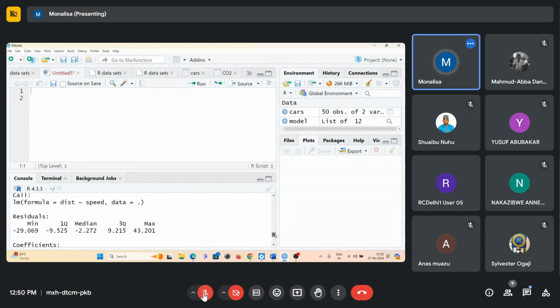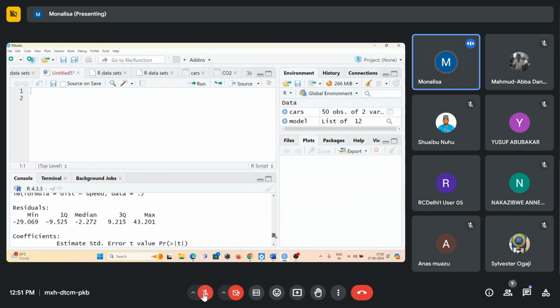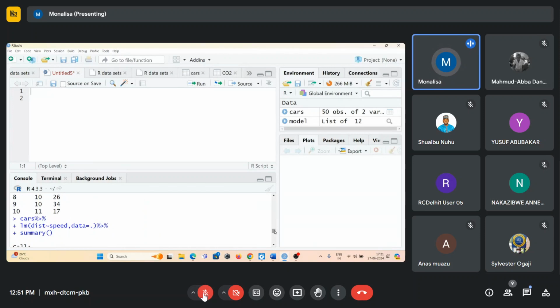Whenever I press enter, I get the output that I explained in the previous example. I am getting a different output, but the pattern is the same. Try to understand what is here. Distance is the dependent variable, speed is the independent variable, and data is a variable that consists of the data set, that is cars here.